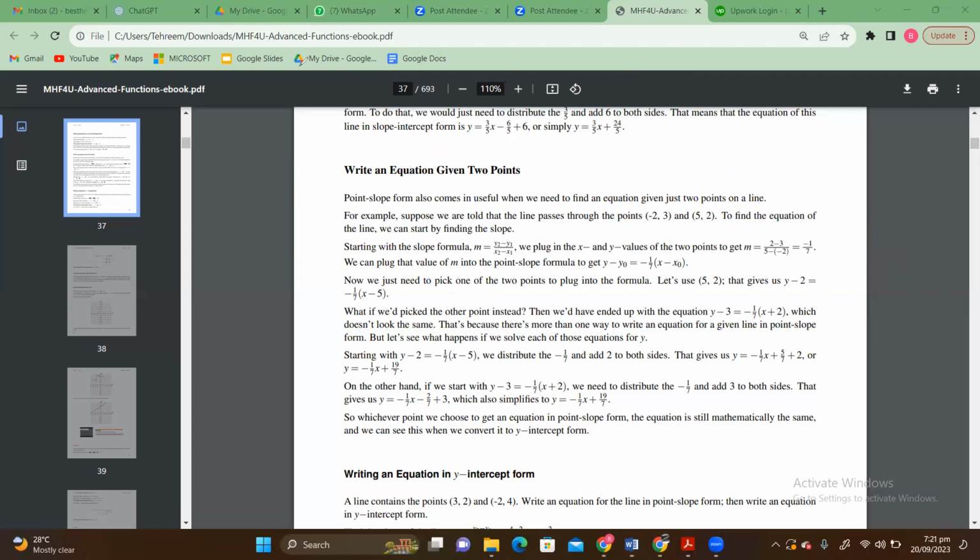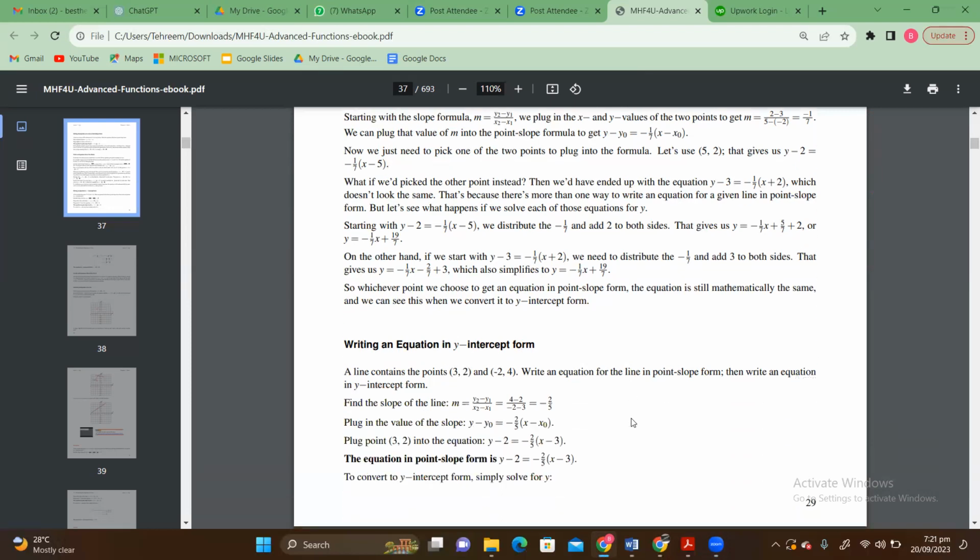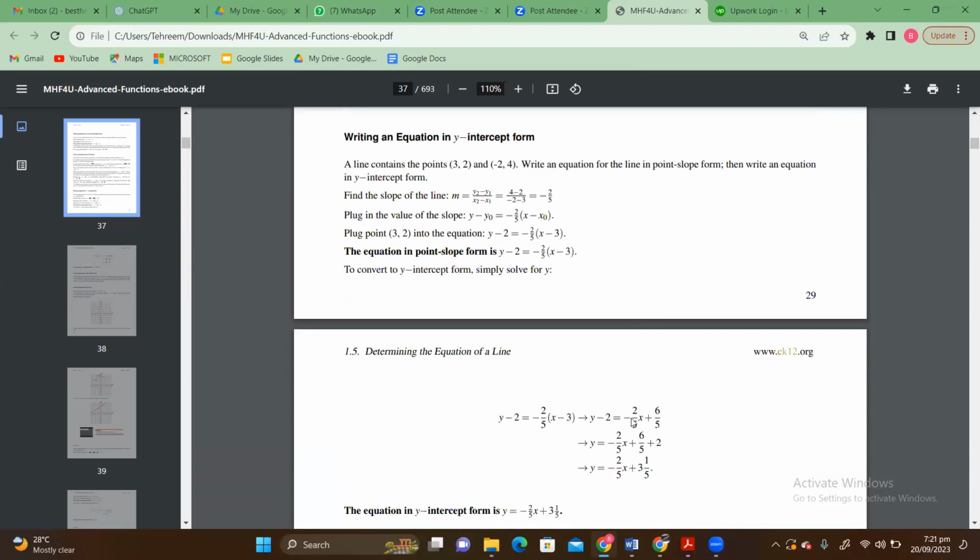Getting it or not? Yes, there's a lot, but I'm getting it. Inshallah, when we solve problems, I'm going to get hold of it. You think it's a lot, okay. Write an equation in intercept form. For you, it's very simple. For me, it's a lot.